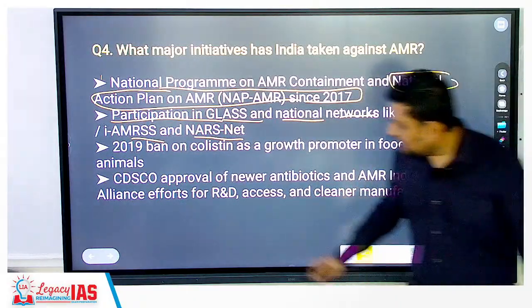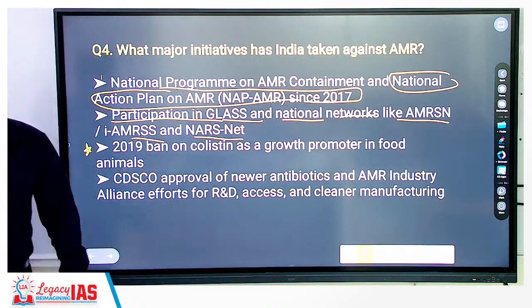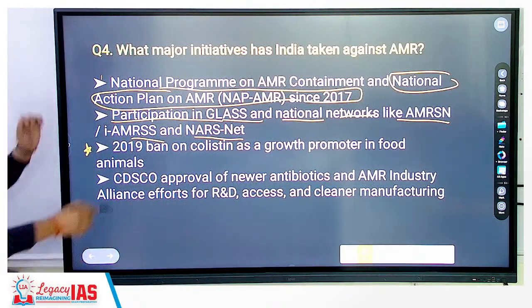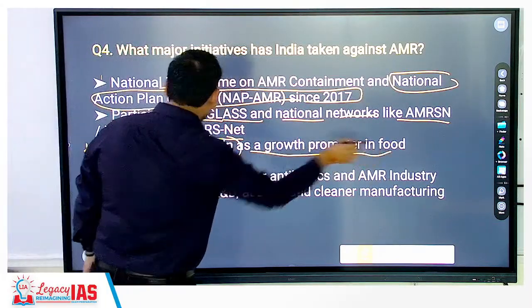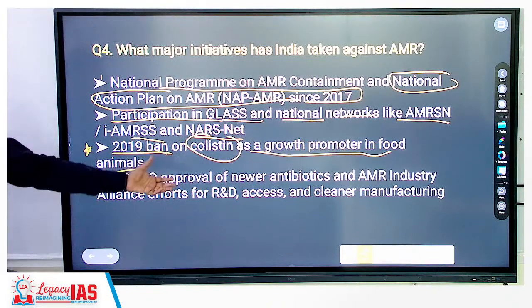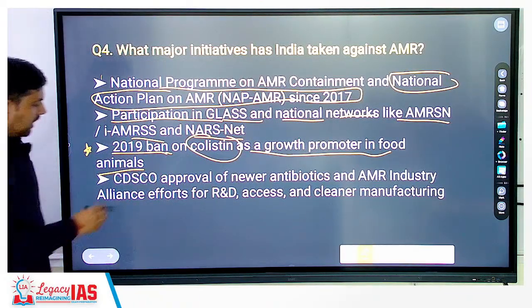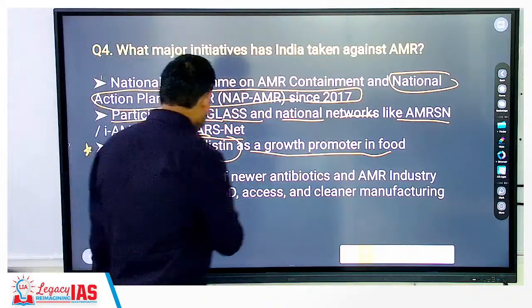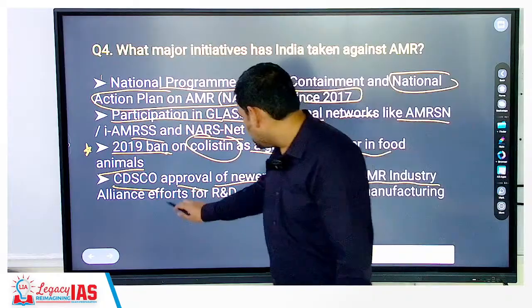Then in 2019, this you can always quote in mains. This is the only useful thing that we have really done: in 2019 we banned colistin. This was a growth promoter used in food animals. For example, this was given to hens and chicken to promote their growth. So this was banned. Then, CDSCO approval of newer antibiotics and AMR industry alliance efforts for R&D.